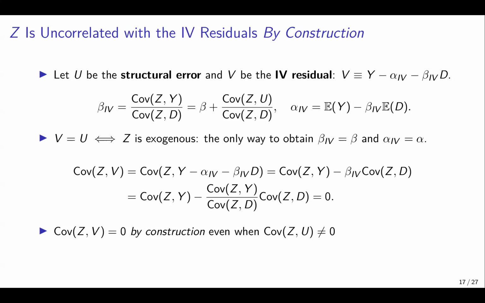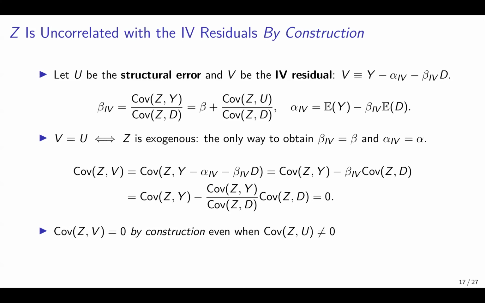Well, they're going to coincide with the truth precisely when beta IV is equal to beta. When is that going to be true? That's going to hold exactly when the covariance between z and u is 0. That kills off the second term in the expression for beta IV. Okay, so what I'm saying here is that alpha IV and beta IV being equal to the true causal parameters alpha and beta, that can only happen precisely when Z is exogenous.